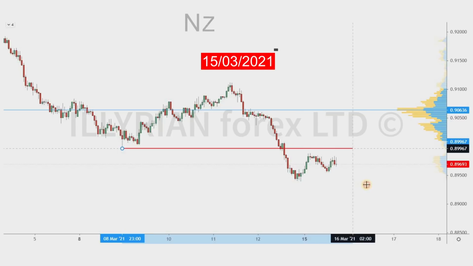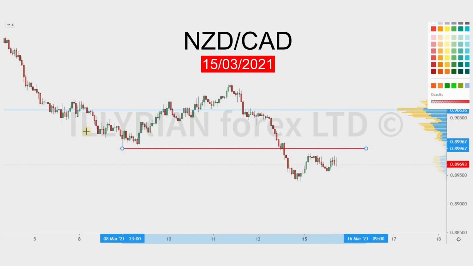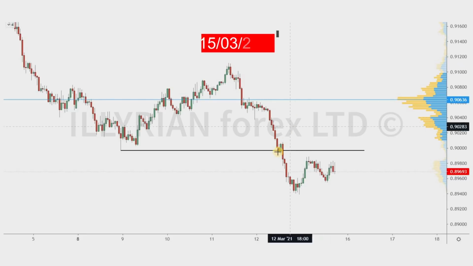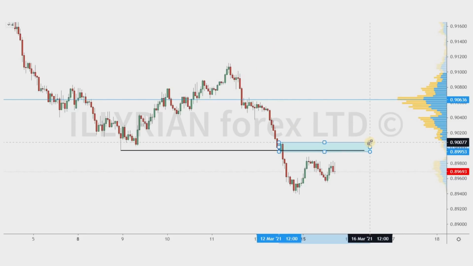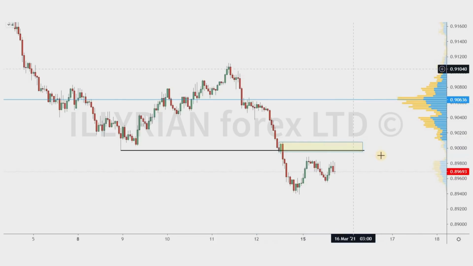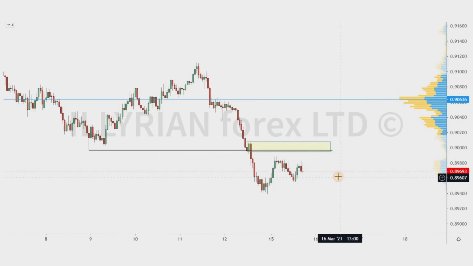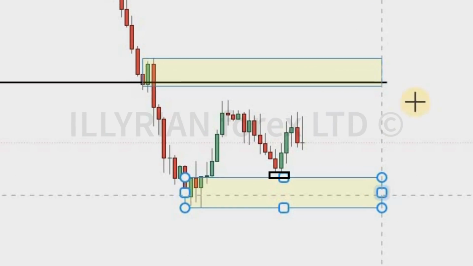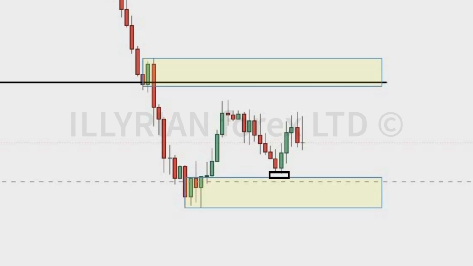The first setup was New Zealand dollar, Canadian dollar. First, we are drawing a support and resistance level. At this level we have a supply zone. We have two confluences that make this level very attractive for a potential sell trade. We are highlighting the demand zone located at the bottom. As we see, price approached the demand but didn't touch it and price bounced.